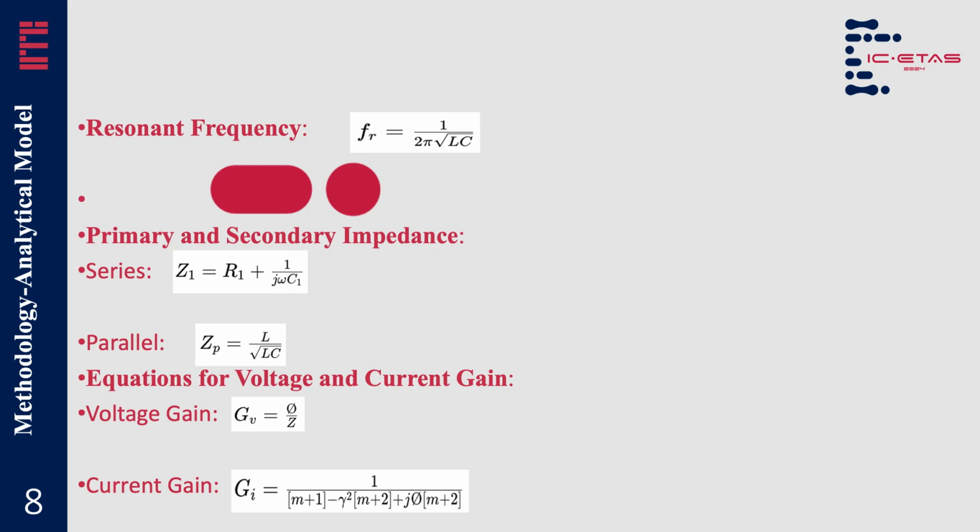Okay, now the equation for the voltage and the current is given as the voltage gain, and similarly the current gain is given. The standardized current gain equation is given below.